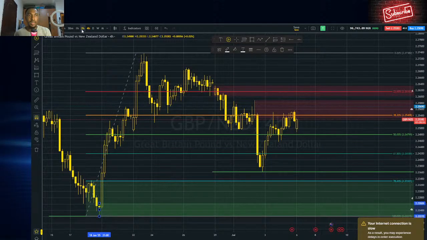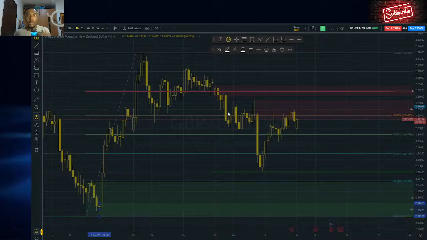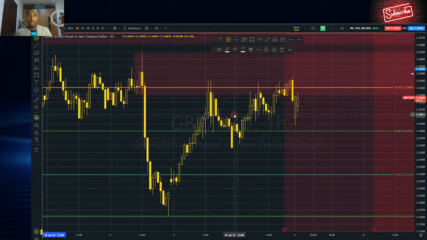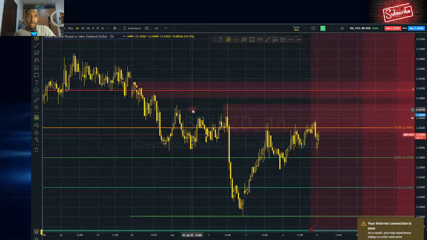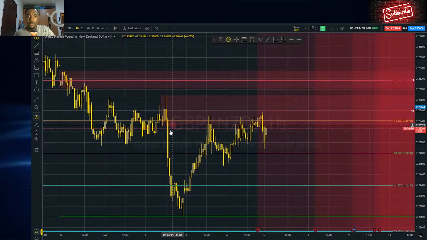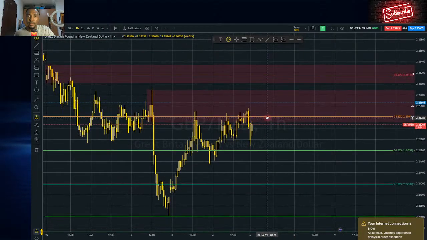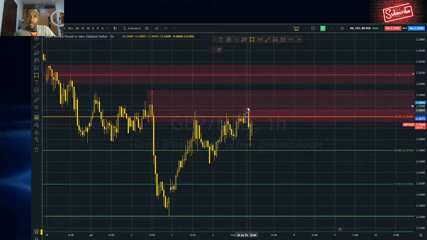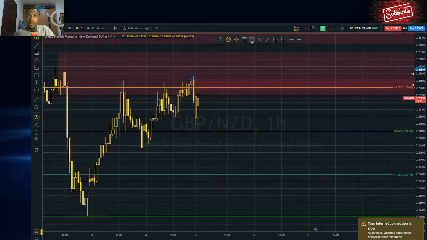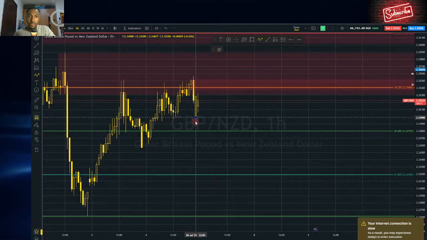Instead, I will go to the 1 hour and wait for price to respond. Basically, I want price to respond properly. I want to see price print that change of structure on a lower time frame before I dive into this market and start selling. So what I'm doing here is simply waiting for price to dive into this 1 hour zone. This is the 1 hour supply zone. So I'm waiting for price to dive into this 1 hour zone, which it is already within.